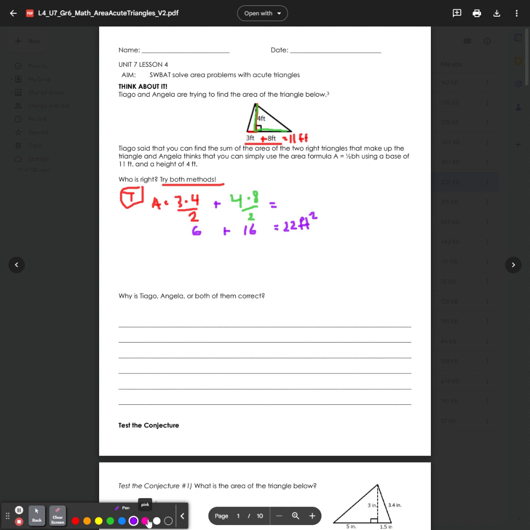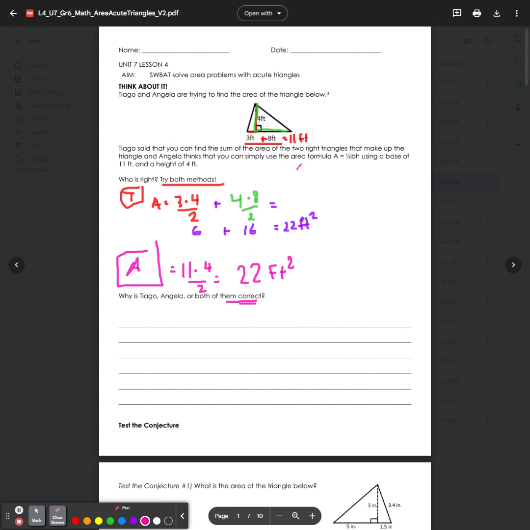Whereas Angela's saying, well, I don't think we need to do all that. We can just take the base, which is 11 feet, times the height, which is 4 feet, divide that by 2, and that'll give us the area for this entire triangle, this acute triangle. So 11 times 4 is 44. 44 divided by 2 is 22. And hopefully we recognize that, oh, who is correct? Both of them were correct.